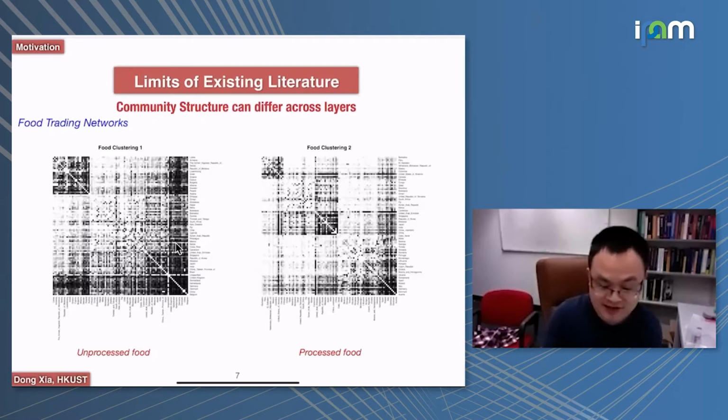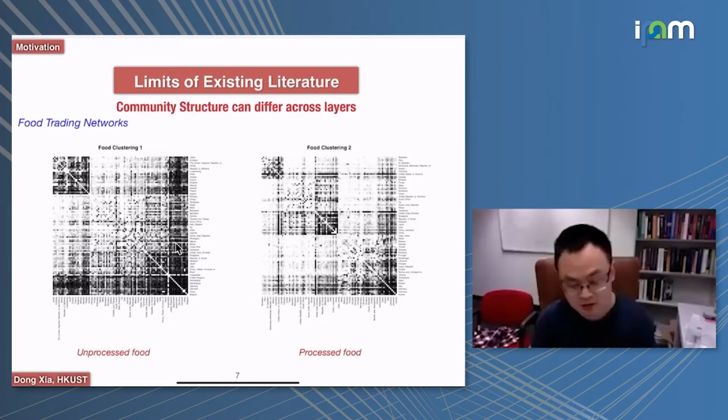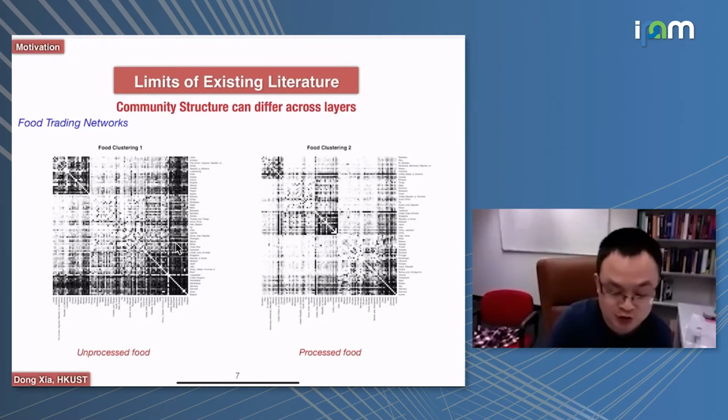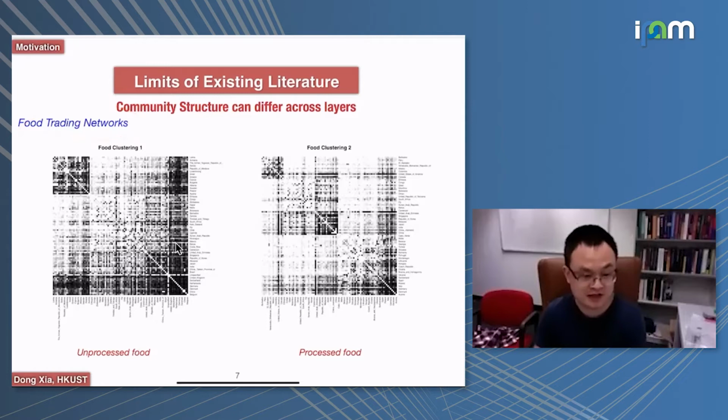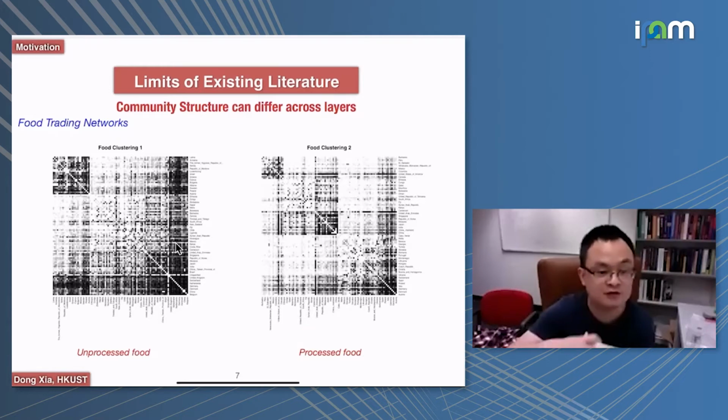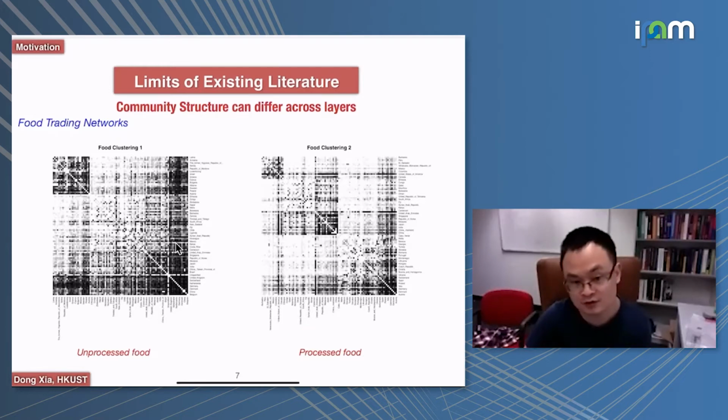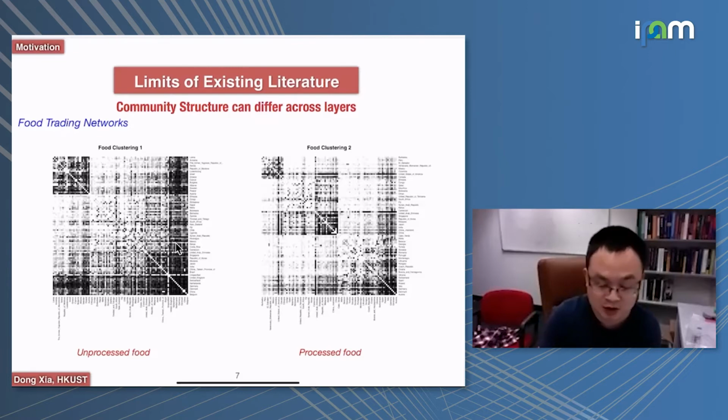Okay, so here is an example of also a real data set, and it is about the food trading networks. And actually we observe that if we look at the trading flows of unprocessed food and the trading flows of processed food, then the heat map of these trading flows, the patterns can be quite different. And that is one motivation why we want to deal with different community assignments or structures on different layers. But of course later I will explain more details for these examples.